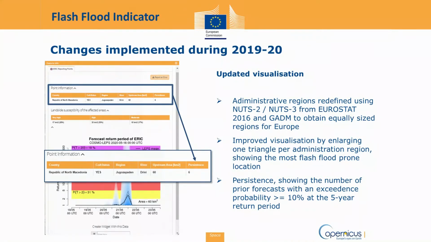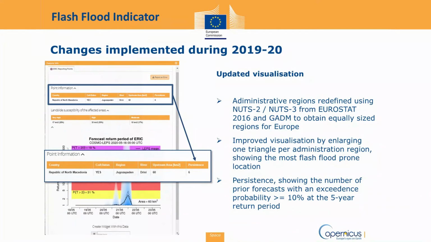Secondly, the visualization has been improved by showing one enlarged triangle per administrative region. So previously all the triangles had the same size, but now the triangle that is most flash flood prone, so that is the one with the largest exceedance probability, is shown as an enlarged triangle in that administrative region, which makes it much clearer when trying to identify which point is most flash flood prone.